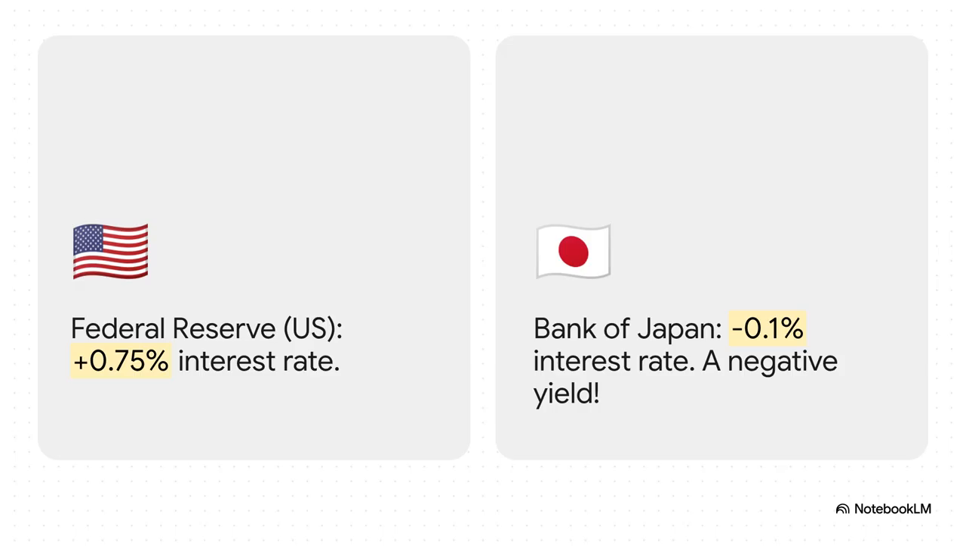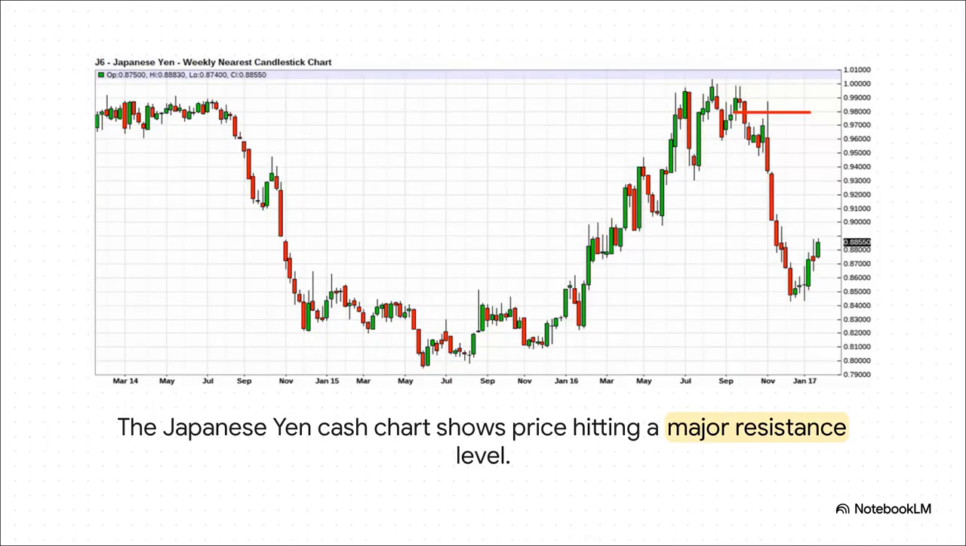I mean, just stop and think about that for a second. You were literally paying the bank to hold Japanese yen for you. So if you're a massive fund, that makes the yen an incredibly unattractive currency to hold, right? This creates just enormous fundamental pressure to sell it. Okay, so our fundamental bias is clear. We want to be a seller of the Japanese yen. So we look at the yen's cash chart to find a good spot to sell it from.